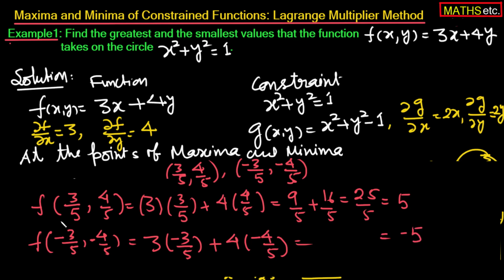So we can see that since 5 is greater than minus 5, the function will have a maxima at the point 3 over 5 comma 4 over 5. This is the point of maxima, and the second one is the point of minima. So the given function will have a maxima, the greatest value, at point 3 over 5 comma 4 over 5, and the greatest value is 5, and it will have a minima at point minus 3 over 5 comma minus 4 over 5, and the least value is minus 5.